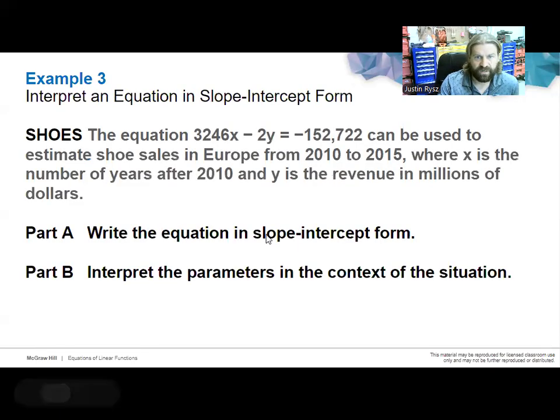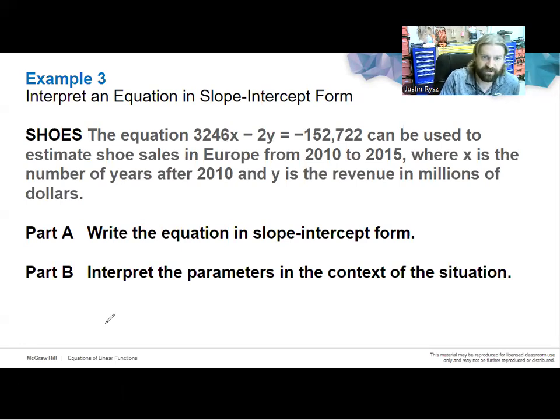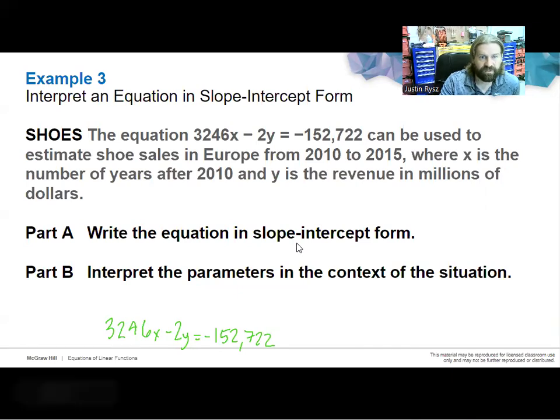All right, so one thing we can do here is take this to story problems. So we have this equation here, I'm going to write this down because I think it might not go on to the next page: 3246x minus 2y equals negative 15,722. Okay, it can be used to estimate the shoe sales in Europe from 2010 to 2015, where x is the number of years after 2010, and y is the revenue in millions. Write the equation in slope-intercept form, and then interpret the results.